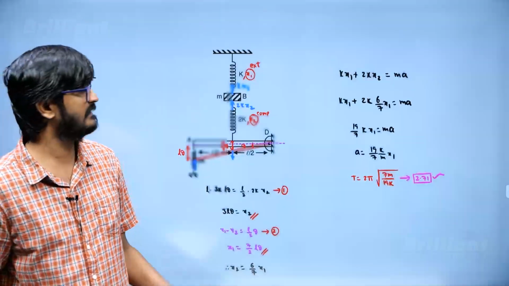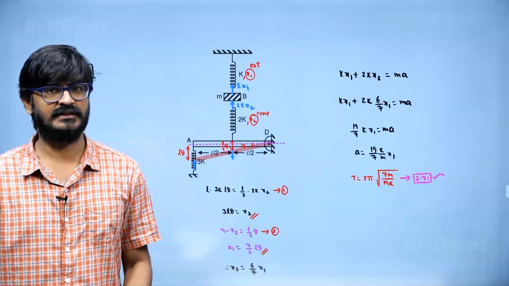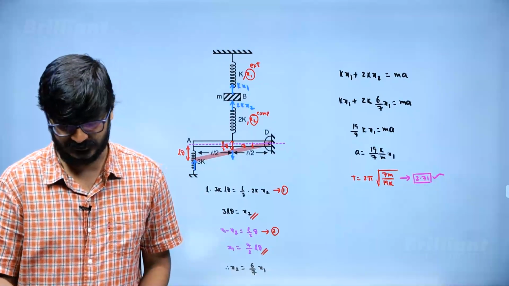So the important thing here is massless rod. On a massless rod, net force must be 0, net torque must be 0.